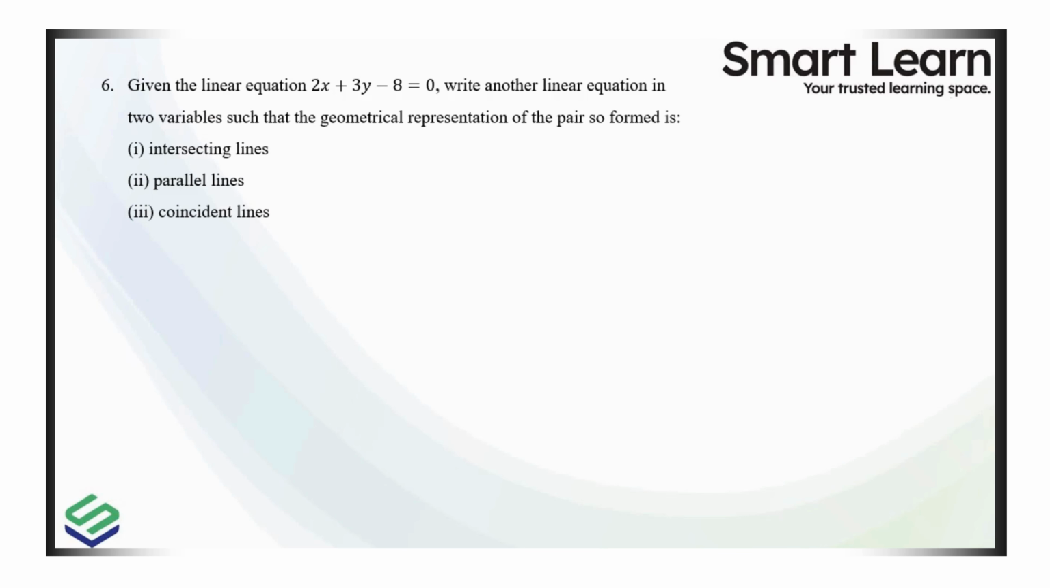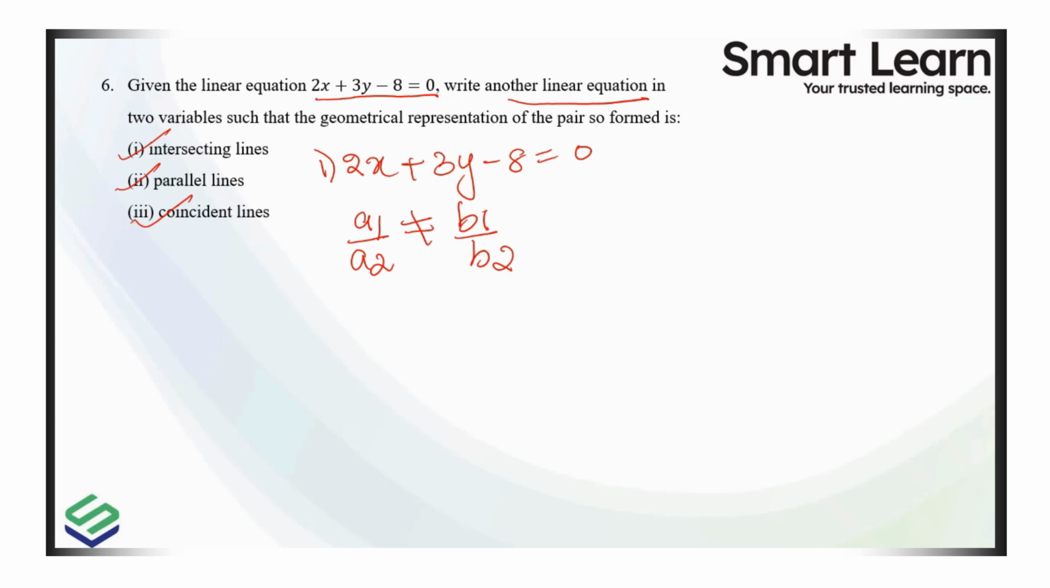Then this is another type of question, normally coming for 3 marks. Here they have given a linear equation. We have to write another linear equation such that the two equations are intersecting, parallel and coincident. First I will write this equation, 2x plus 3y minus 8 equal to 0. Then we write the condition, that is a1 by a2 is not equal to b1 by b2.